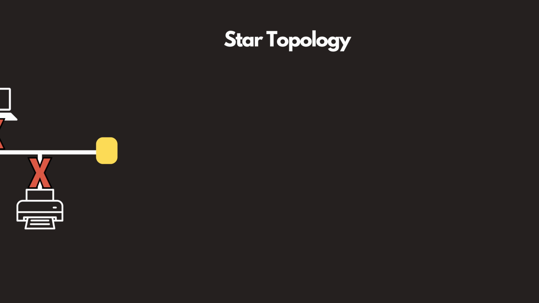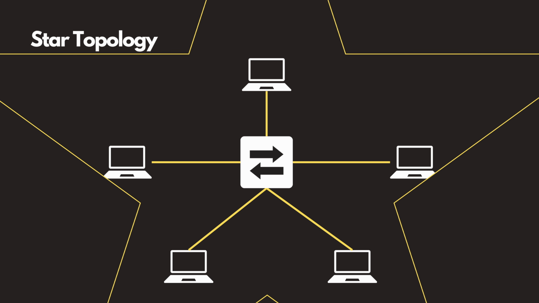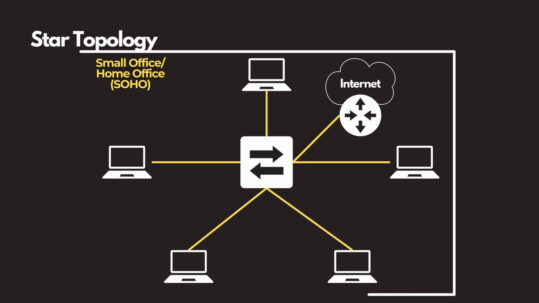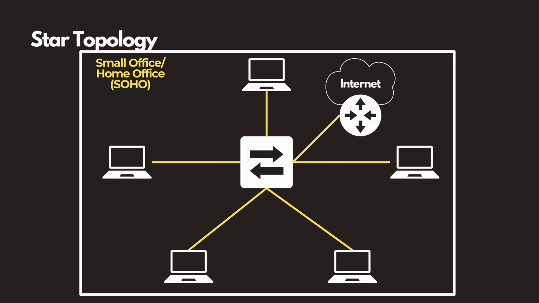To solve it, star topology was invented, wherein every device connects to a central switch. If one cable fails, only that device drops. This is what a small office or home office looks like today. However, this makes the central switch a single point of failure, which is exactly what the bigger designs solve for.